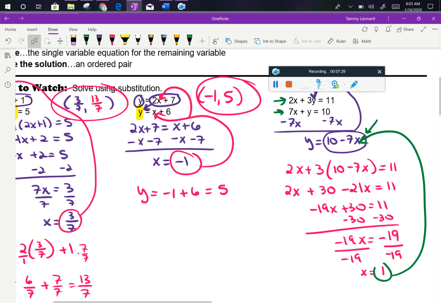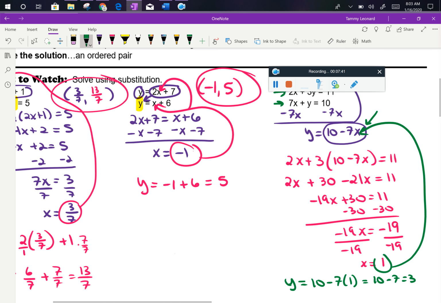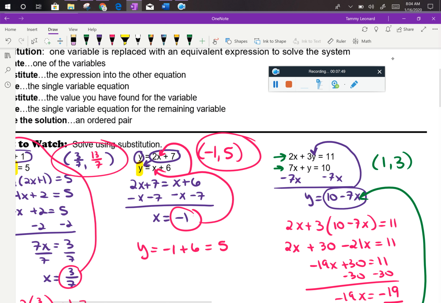So when I go in there, I'm going to say that y is equal to 10 minus 7 times 1. Well, 7 times 1 is just 7, and 10 minus 7 is 3. So I can now see that the solution to my system is the 1 that we found for the x and the 3 that we found for the y. So there's my point of intersection.